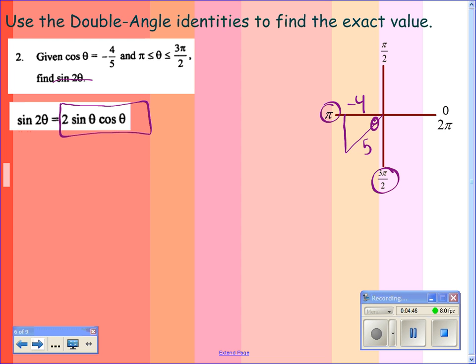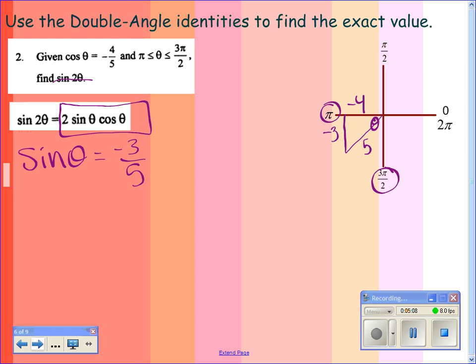So we need to figure out what is our missing number from our triple. This is a 3, 4, 5 triangle. We're in quadrant 3, so our sine is also negative, so we have a negative 3. Okay, so the sine of theta is negative 3 over 5.